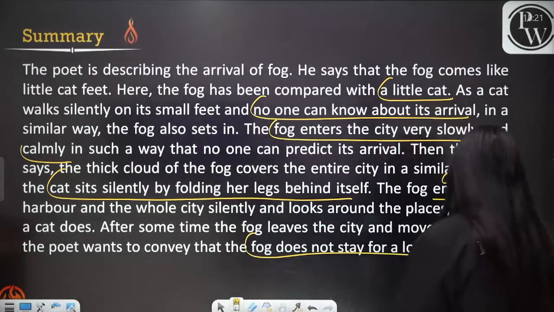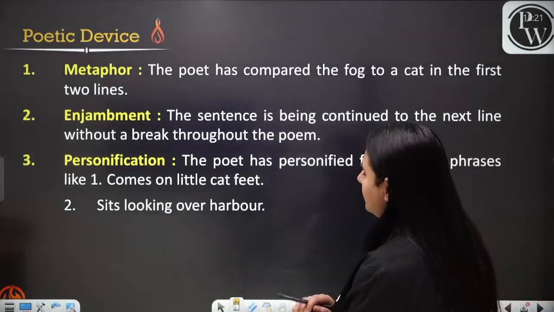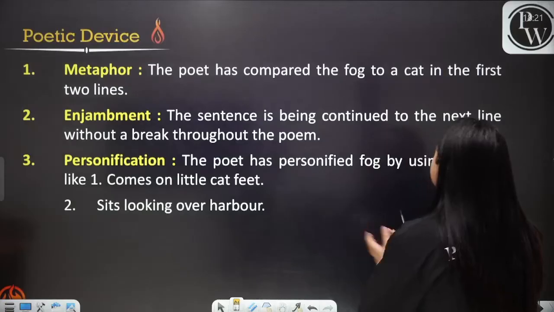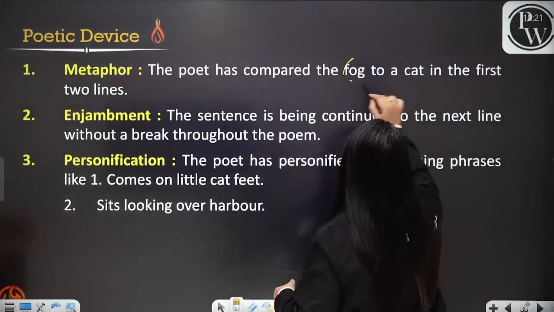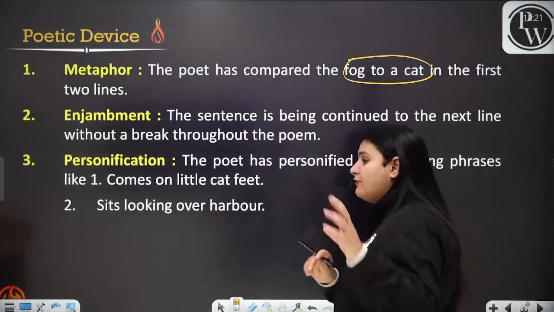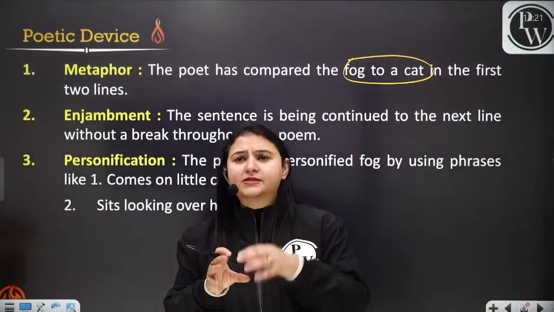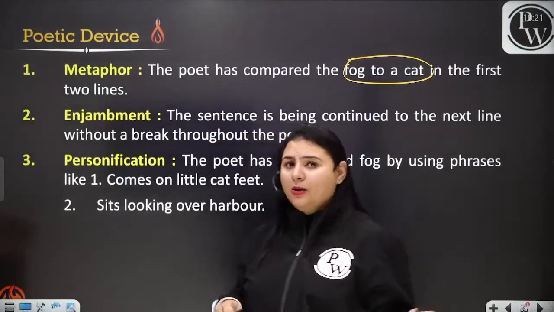Okay, now let's talk about the poetic devices. See, the first poetic device here is metaphor. The poet has compared the fog to a cat. Okay, here we can see that fog and cat are not so similar things, but the poet has compared both of these, so this is a metaphor.